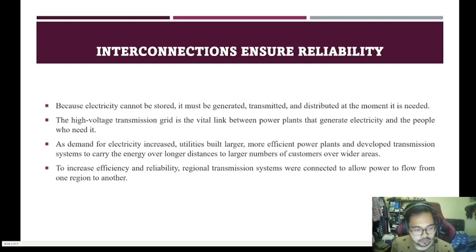To increase efficiency and reliability, regional transmission systems were connected to allow power to flow from one region to another, which also lower cost by providing more path over which the bulk electricity supply could flow. Today, electric transmission grid reflect the regional approach to bulk electricity transportation.